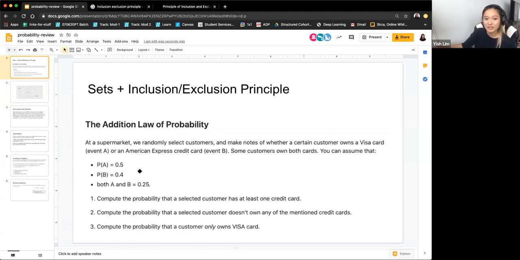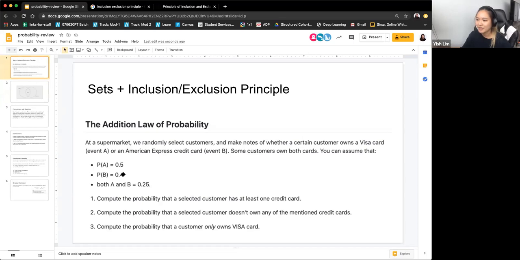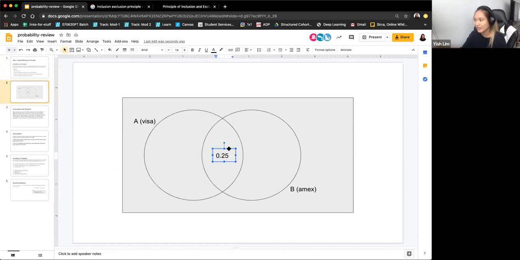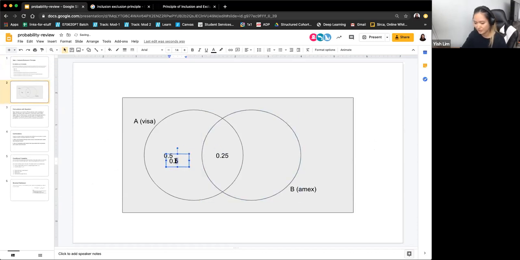And I will start to put these numbers in. I like to start with the middle, and we'll sort of see why. The middle, both A and B, is 0.25. So I filled this middle part with 0.25. Then they give us the probabilities of A and B separately. And I could go ahead and write 0.5 here, and then 0.4 over here.